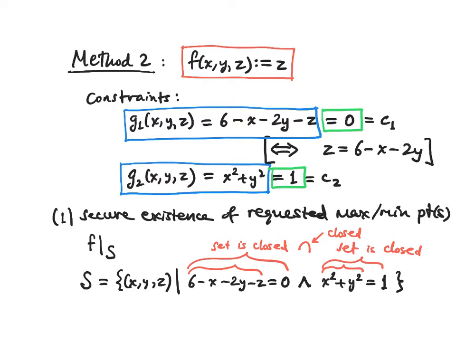Because in general, intersections of closed sets are always closed. Arbitrary intersections. Remember from a long time ago that arbitrary unions of open sets are open, and also arbitrary intersections of closed sets are closed. So if I take two closed sets and intersect them, you get a closed set. So that proves that S is closed. Okay, and then the only other thing to show is that it's bounded.